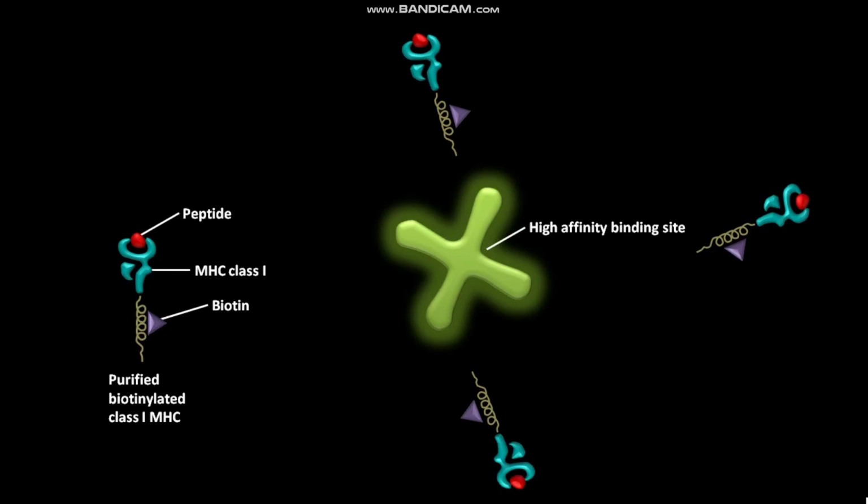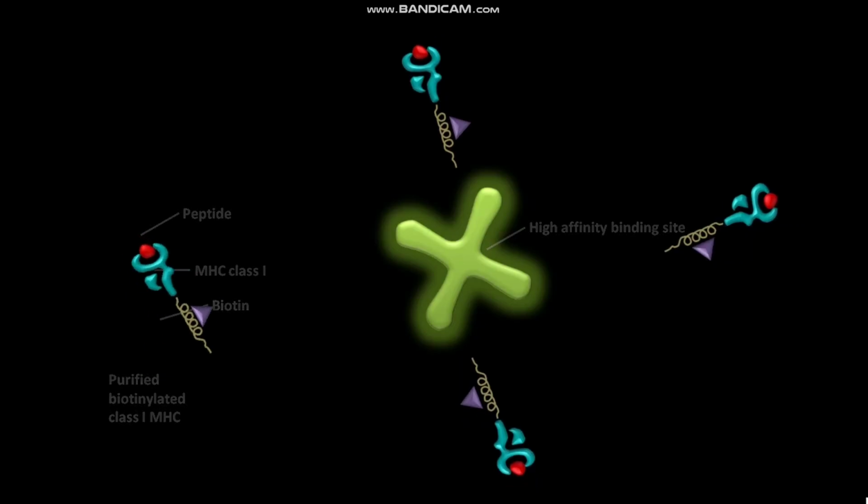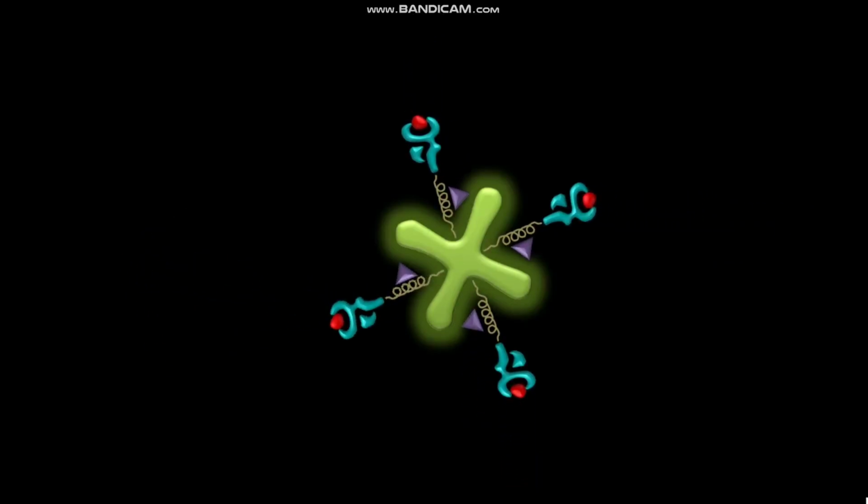Purified biotinylated MHC class 1 molecules with their bound peptides are then mixed with fluorescently labeled streptavidin. In the ideal situation, 4 purified biotinylated MHC class 1 molecules with their bound peptides bind to the 4 high affinity binding sites of fluorescent streptavidin. As a result, an MHC tetramer is formed.